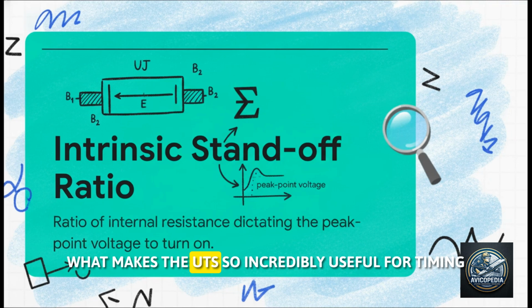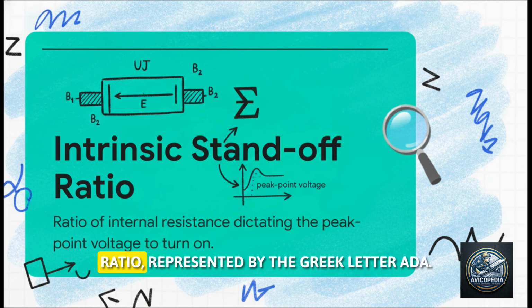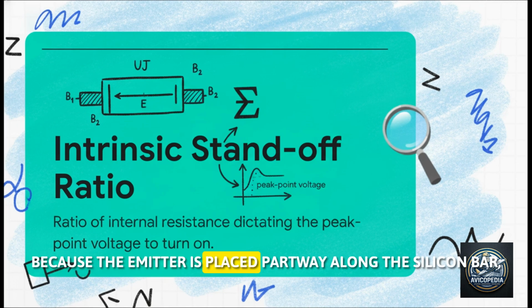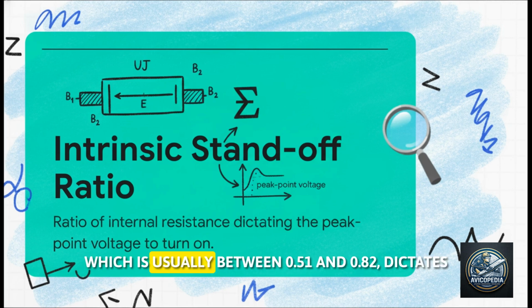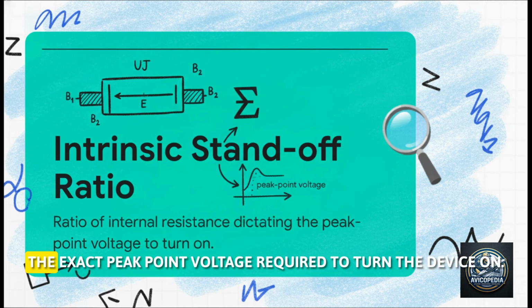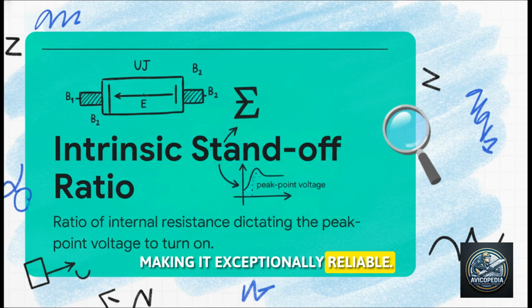What makes the UJTs so incredibly useful for timing is a built-in mathematical property called the intrinsic standoff ratio, represented by the Greek letter eta. Because the emitter is placed partway along the silicon bar, it naturally divides the internal resistance. This specific ratio, which is usually between 0.51 and 0.82, dictates the exact peak point voltage required to turn the device on. It's literally built right into the physical silicon, making it exceptionally reliable.